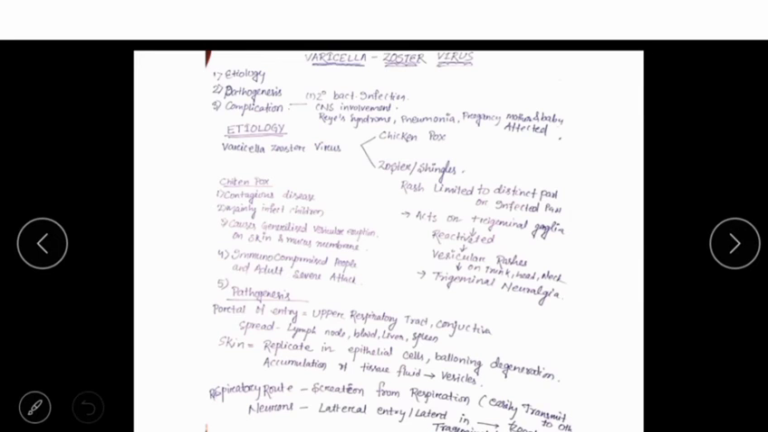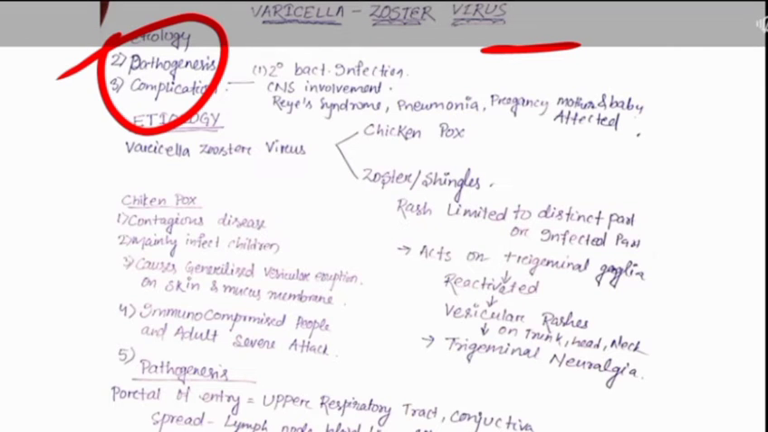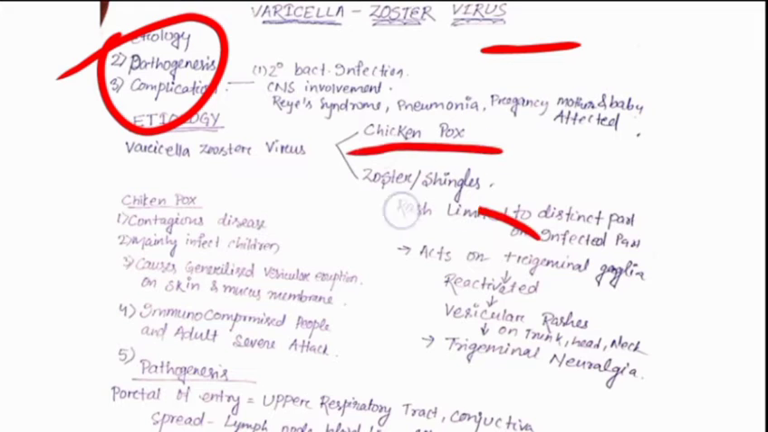Now we go to the varicella zoster virus, which is coming as a question: pathogenesis, etiology and complications of varicella virus. So the etiology is that varicella zoster virus is causing two diseases, that is chickenpox and zoster.